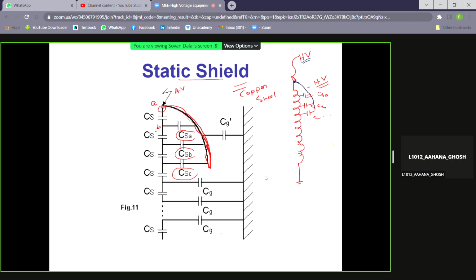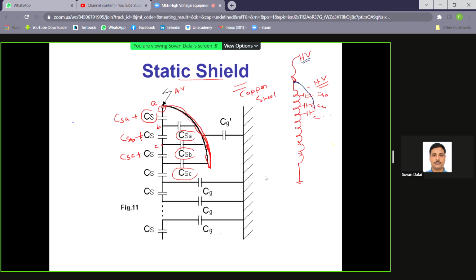CS plus CSA. Yes. Now if there is no static shield, then the equivalent capacitance is CS. With the static shield, the equivalent capacitance in that position is CS plus CSA, and in between B and C, instead of CS, this is CS plus CSB. So here it is CS plus CSC.